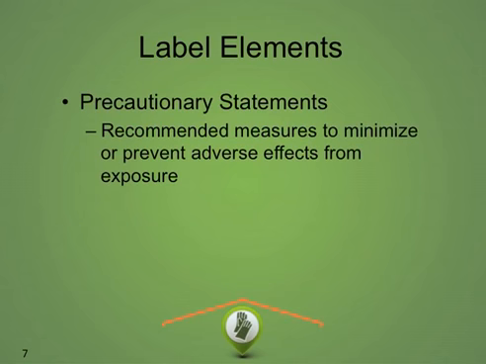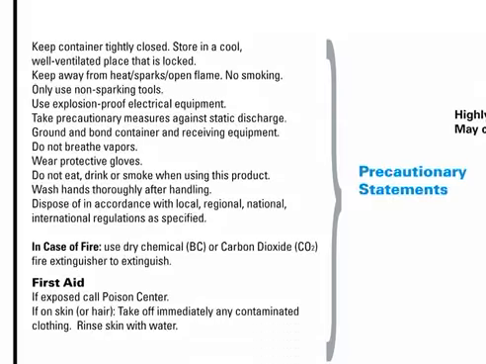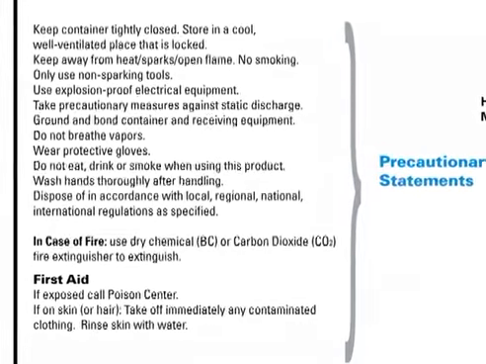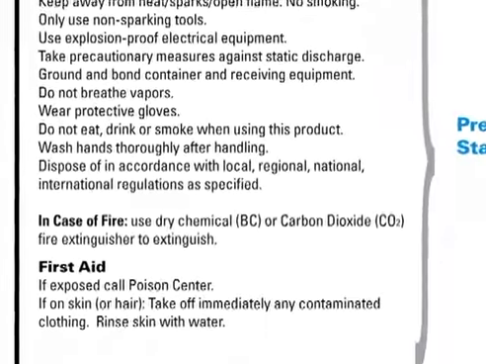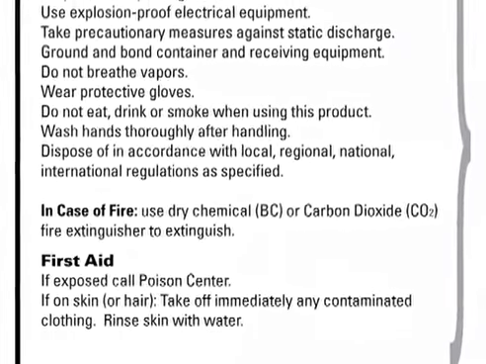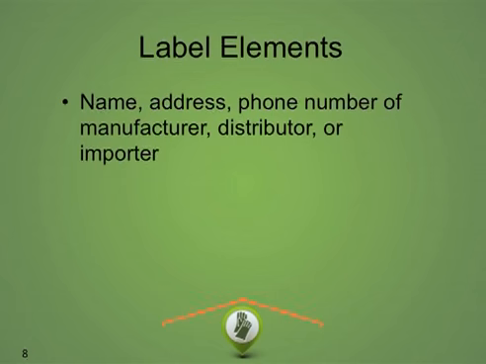Precautionary statements are the 5th label element. These statements list recommended measures that should be taken to minimize or prevent adverse effects resulting from exposure to a hazardous chemical or the improper storage or handling of the hazardous chemical. In addition to the 5 label elements we just discussed, product identifiers, signal words, pictograms, hazard statements, and precautionary statements, labels must also include the name, address, and phone number of the manufacturer, distributor, or product importer.